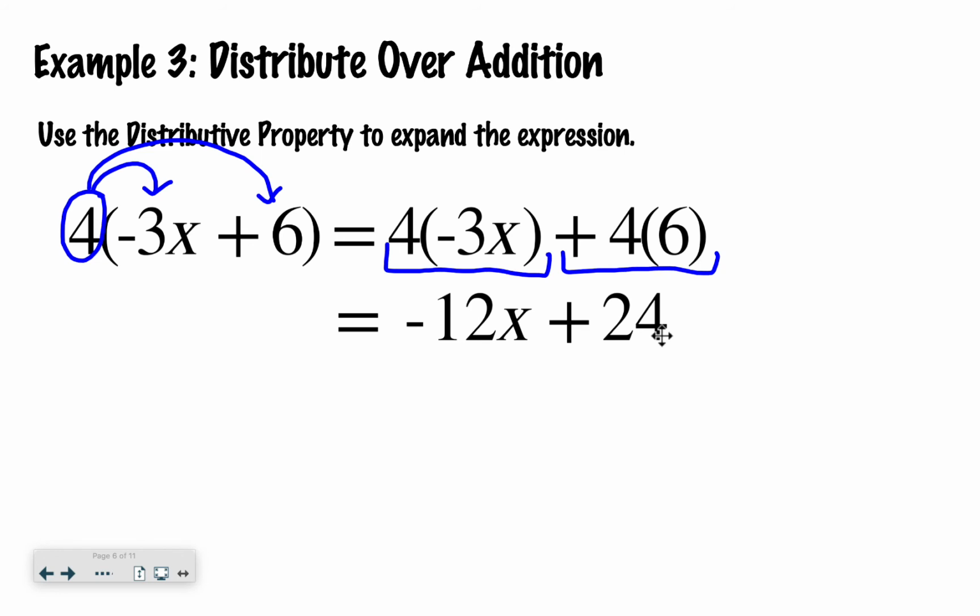Okay, so as you practice the distributive property, you are going to get better and better, and that means that you'll be able to go from this to this. That means that as you get better, you'll get to skip this middle step because you're just going to be doing that in your brain.